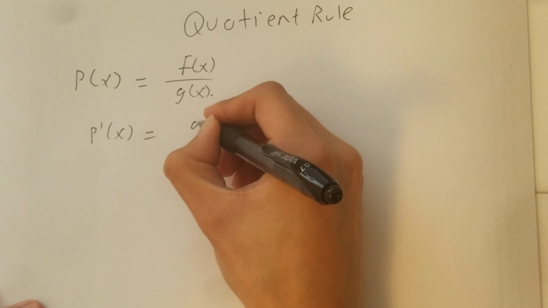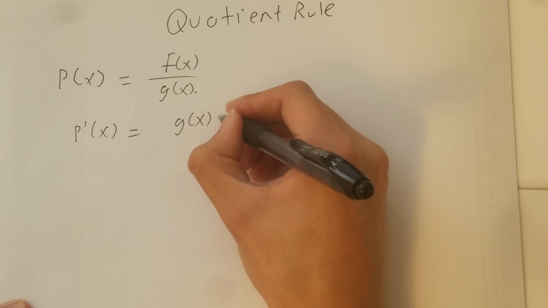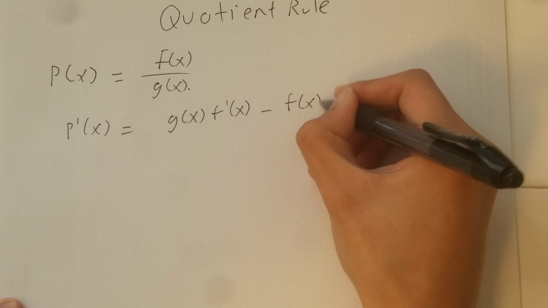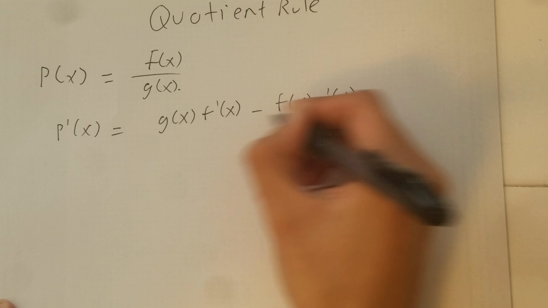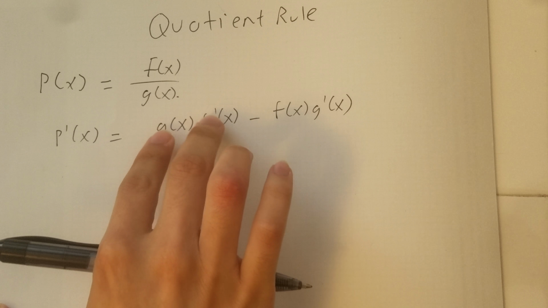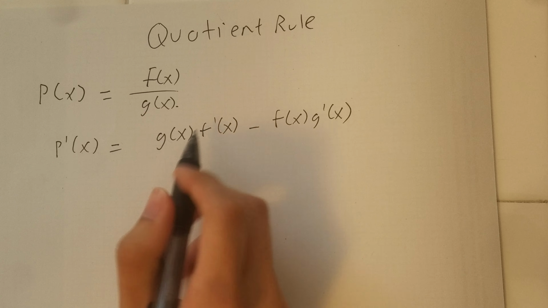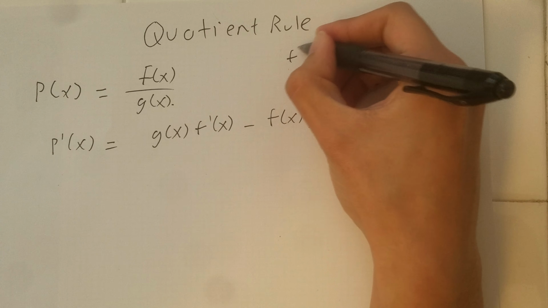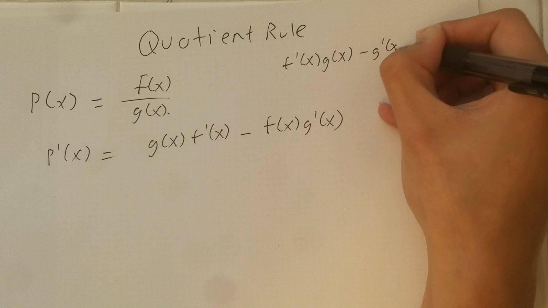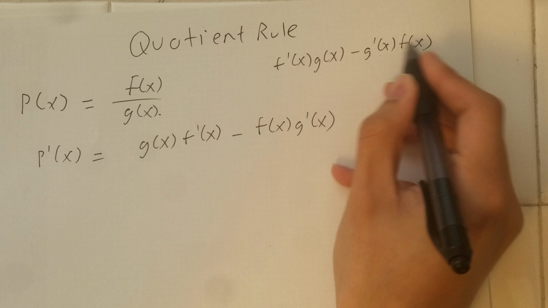we can take g of x multiplied by the derivative of the numerator, which is f prime of x, subtracted by f of x times g prime of x, and we can actually switch the order of these two terms of the multiplication. So we can actually rewrite this as f prime of x times g of x minus g prime of x times f of x.